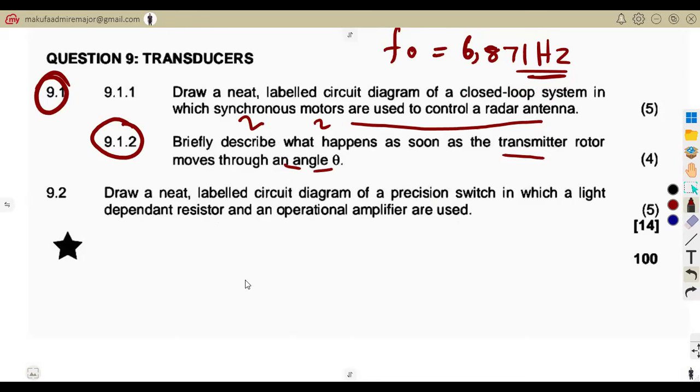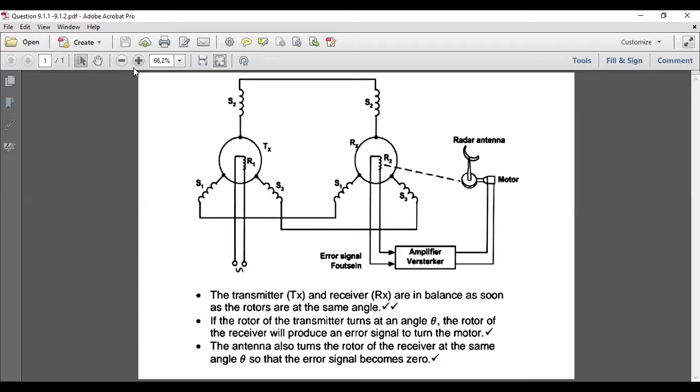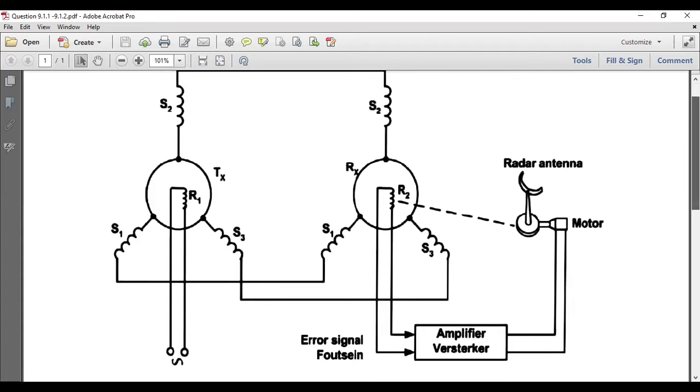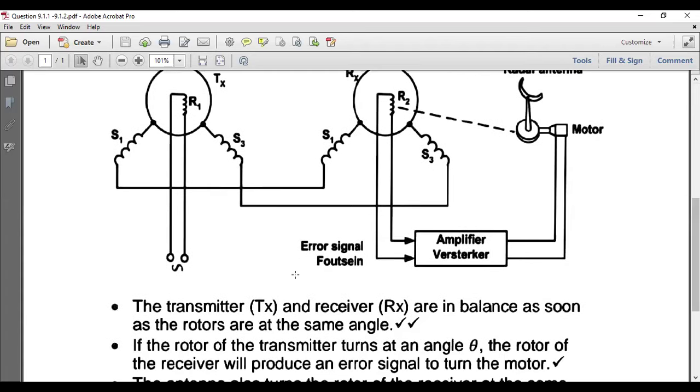All right, so if you're to consider that part, I'm going to have this presentation that you can just go through as you have your revision, what they need you to have in terms of your diagram presentation. So make sure that everything is shown, the radar, antenna, the motor, everything, guys, you need to present. And considering that the transmitter TX and the receiver, which is RX, are in balance as soon as the rotors are at the same angle.